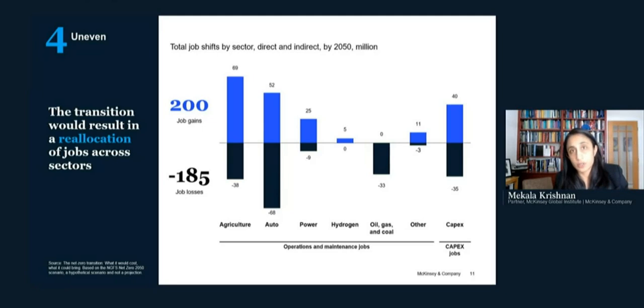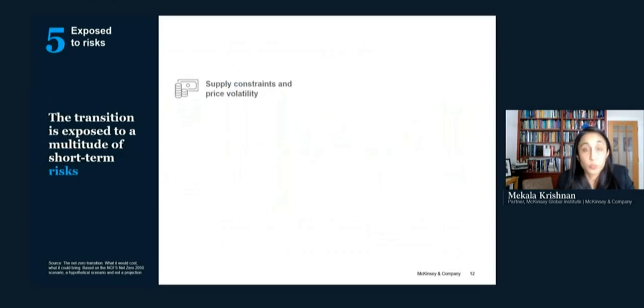So we see unevenness across countries, we see unevenness across sectors, and for stakeholders considering the economic and societal adjustments, factoring in this unevenness, finding ways to manage it will be important. The fifth characteristic is that the transition is exposed to risks.